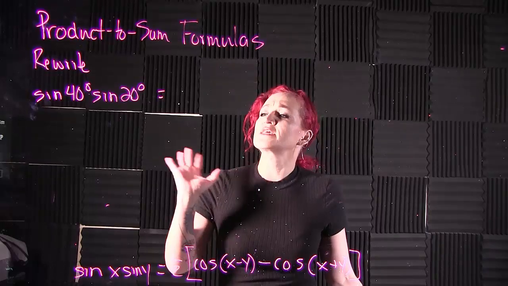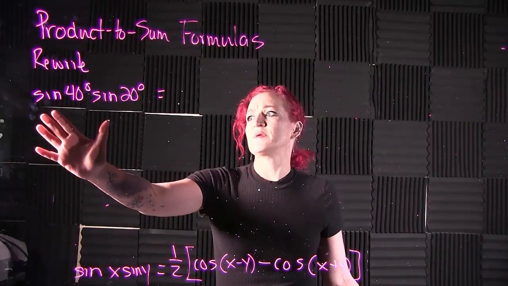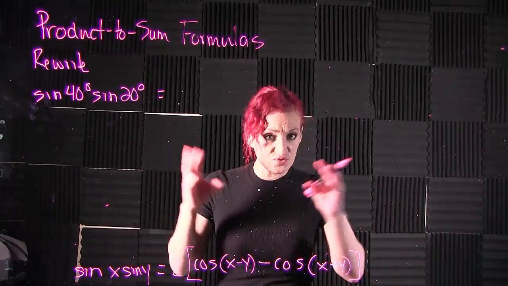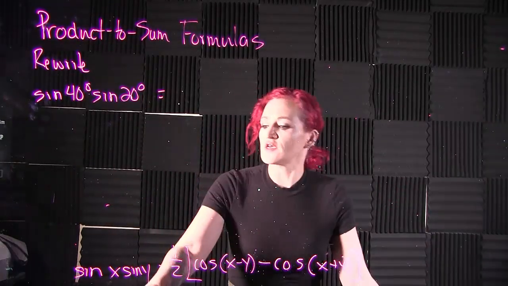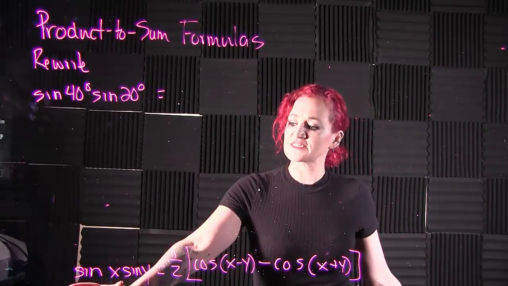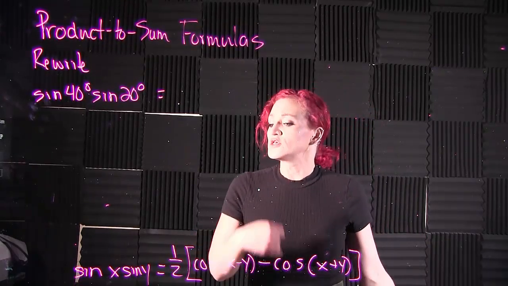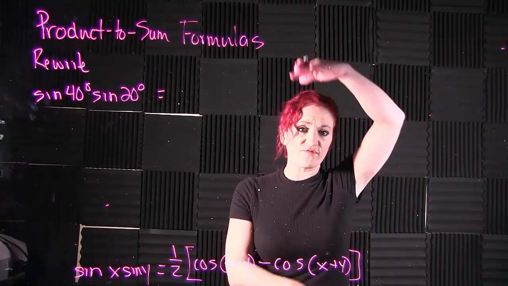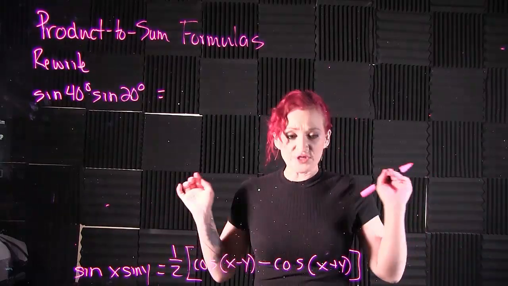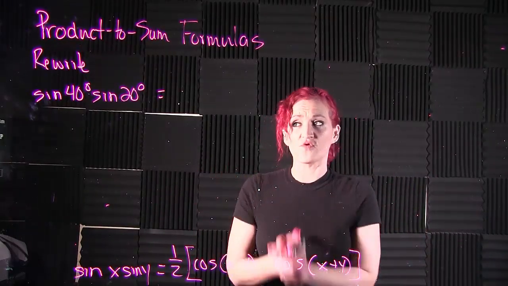The example that I have up here is going to be sine 40 times sine 20. So we have a product of two sine values. The formula that I have down over here is the product to sum formula when you have a sine times a sine. I would say just Google, look up if you need the full list of all the product to sum formulas. I'm just going to put up the specific ones that we need for this problem.